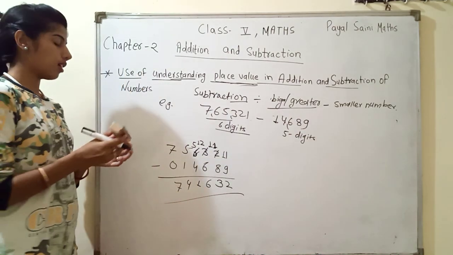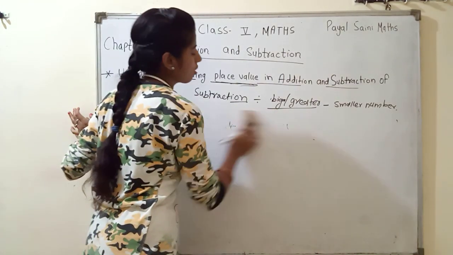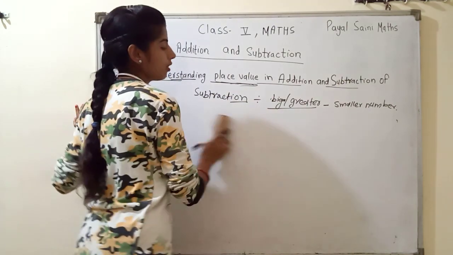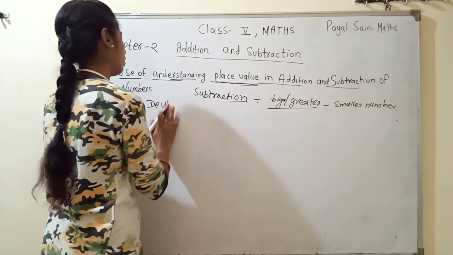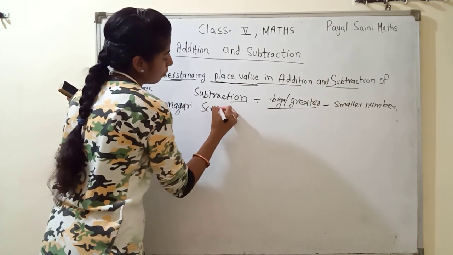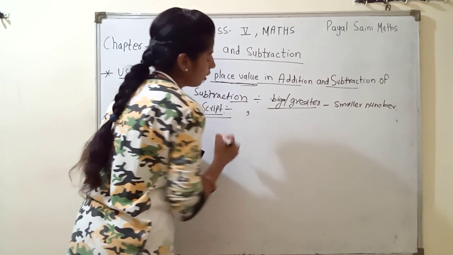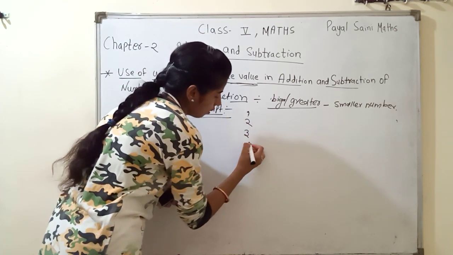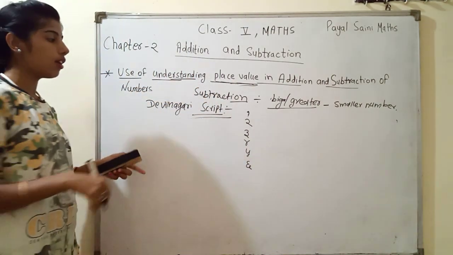It is your answer. Like that, if your question comes as addition or subtraction. If your question is given in Devanagari script, then how do we solve? Devanagari script means it is written like in our India, like 1, 2, 3, 4, 5, 6. Then how do we solve? It is very simple.